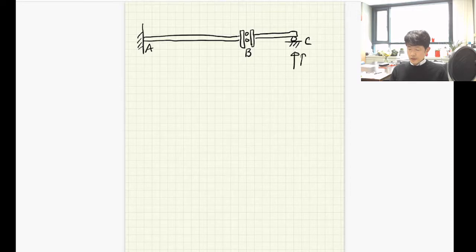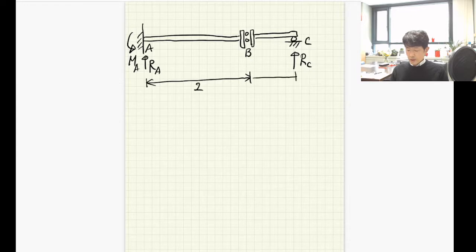There must be the reaction RC and then RA here, and also the reaction moment MA. And as I told you, the length of the segments is equal to 2 and then 1. Here, the external load is equal to 1.